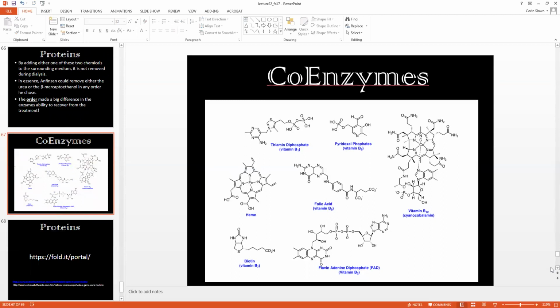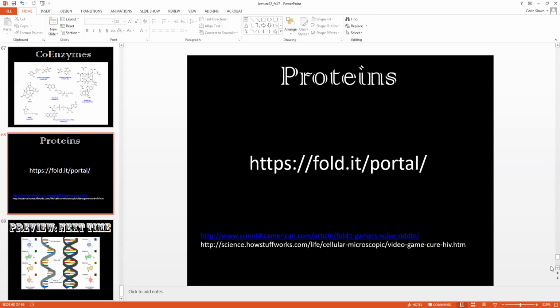When we're talking about proteins, it's important for us to consider coenzymes as well. You're going to notice these as some of the major dietary components, the vitamins that are necessary for health. We'll talk about that in just a little bit. Last thing for today, please check out Fold It as an opportunity to explore the intramolecular forces and the way that they impact the way that proteins fold.